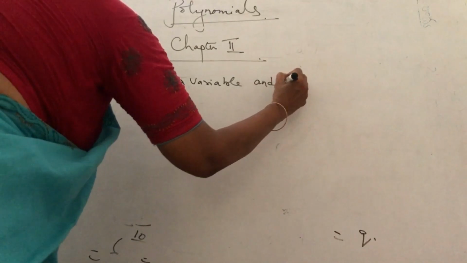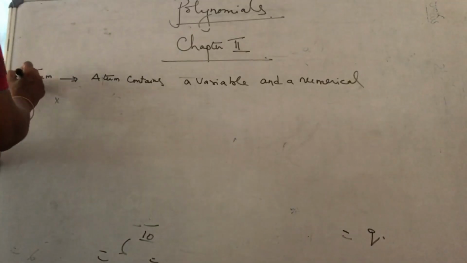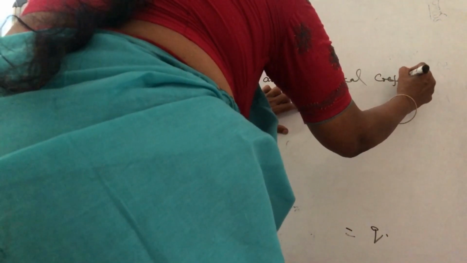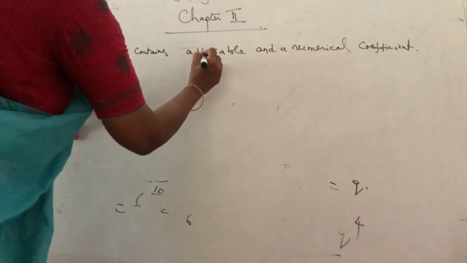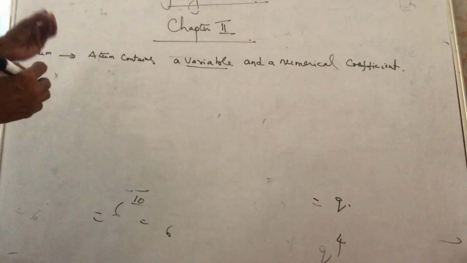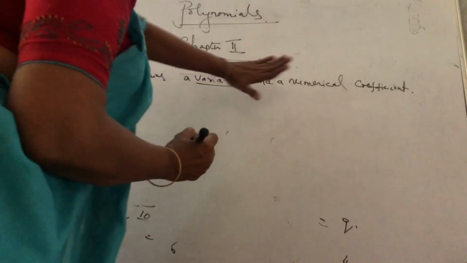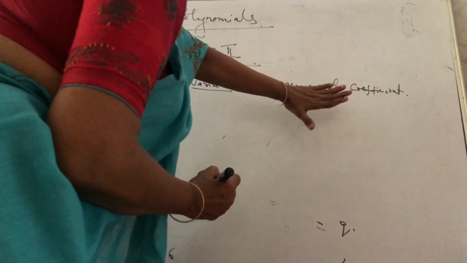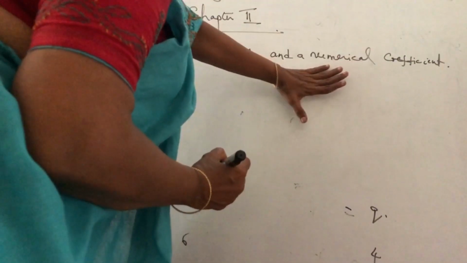and a numerical coefficient. A term contains a variable and a numerical coefficient. What does variable mean? All letters A, B, C, X, Y are all called variables. Numerical coefficient means it can be a rational number or an irrational number.